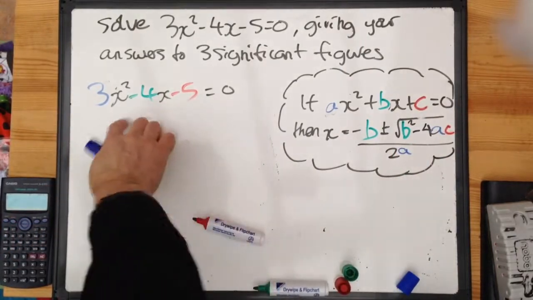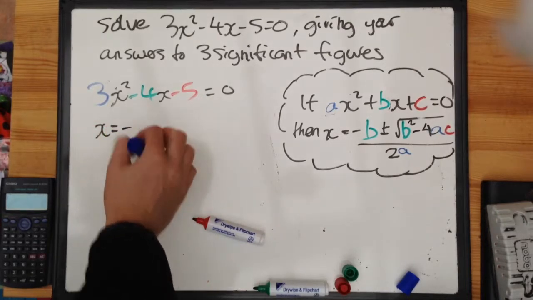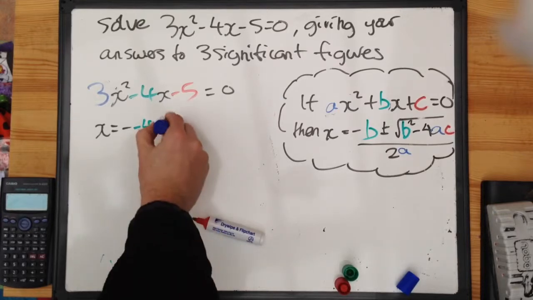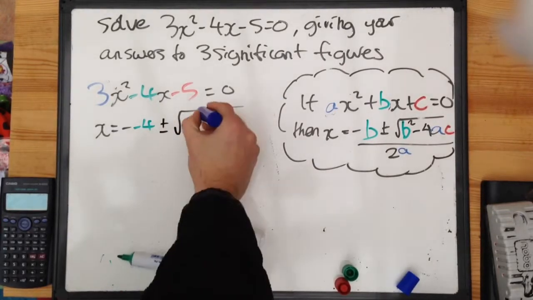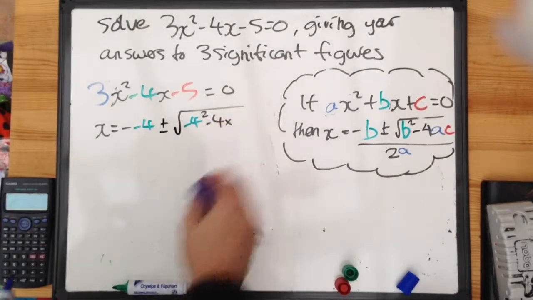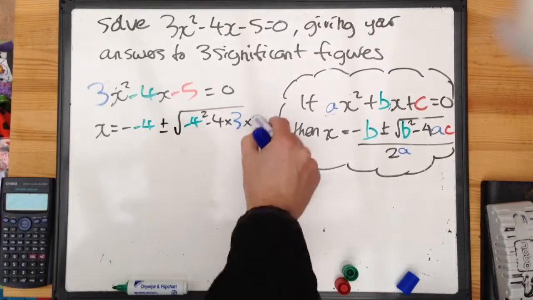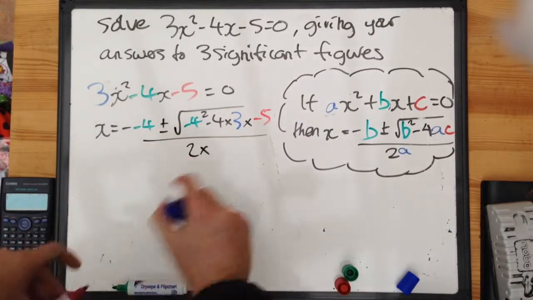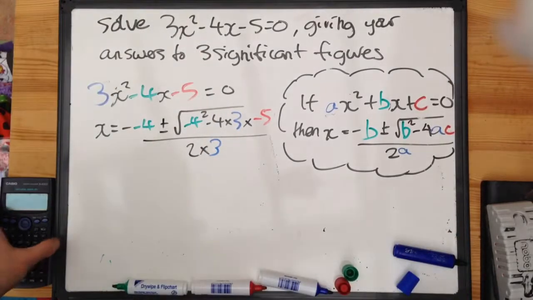Then we swap those values into the formula in the correct places. So we get x is equal to minus b, so minus 4, plus or minus the square root of minus 4 squared, minus 4 times a, which is 3, times c, which is minus 5, all divided by 2 times a, 2 times 3. And now it's just a case of using your calculator efficiently to actually work that out.